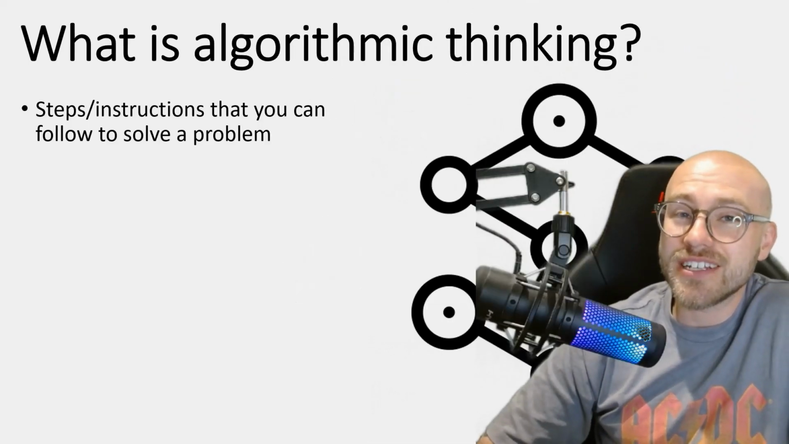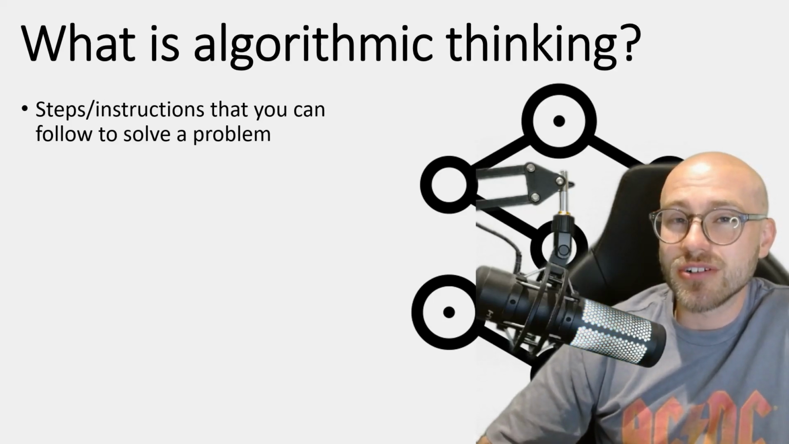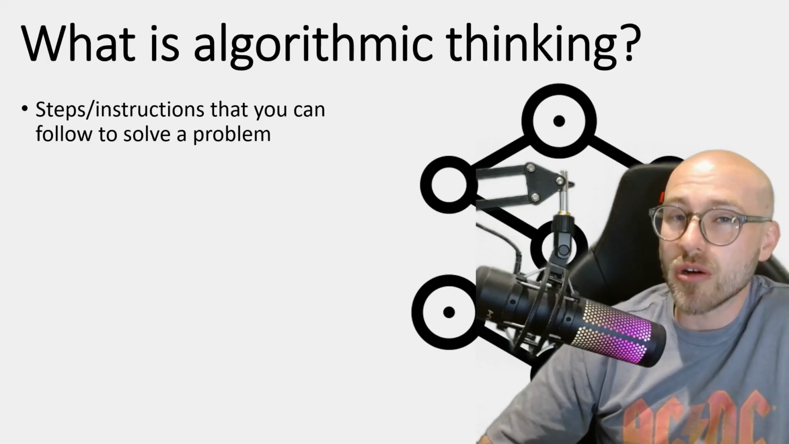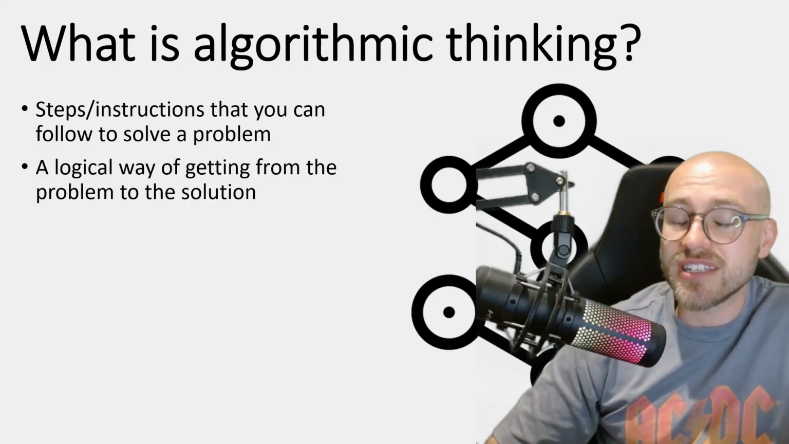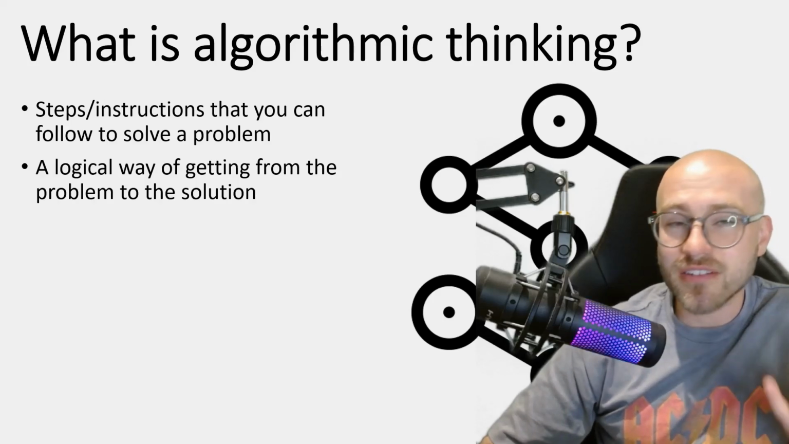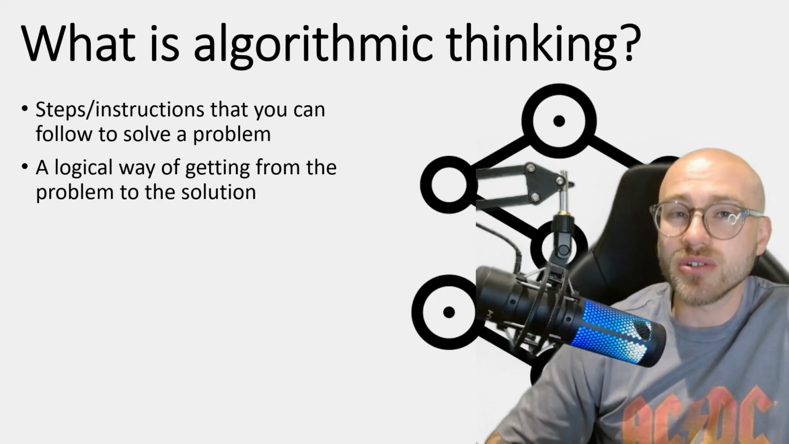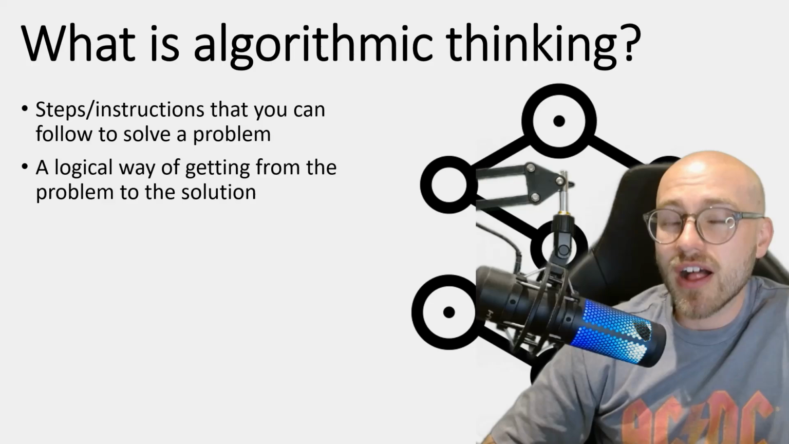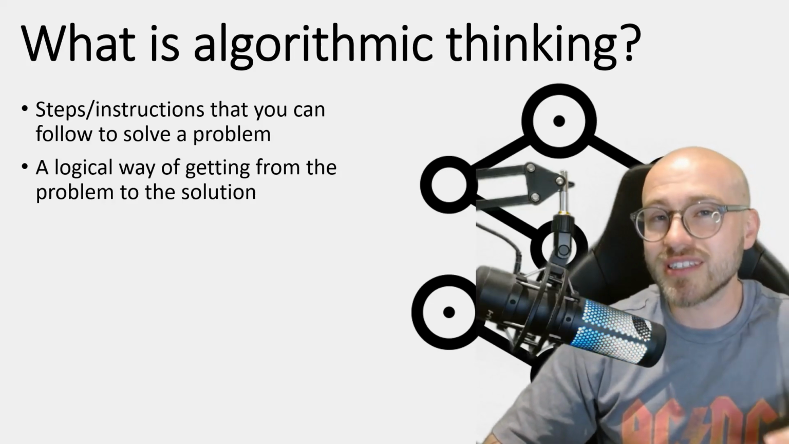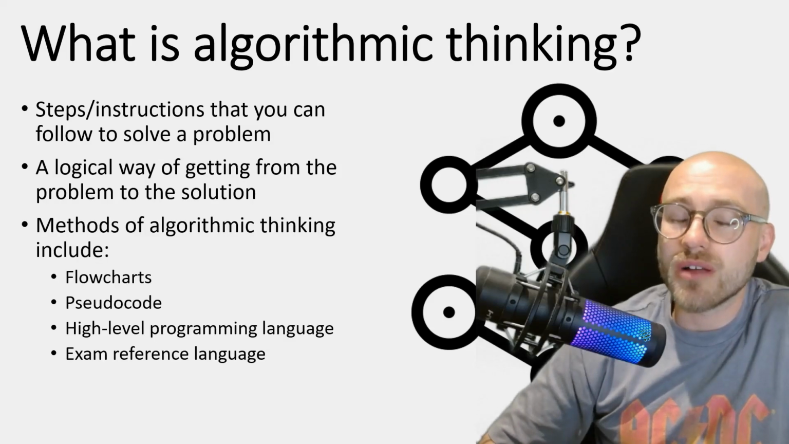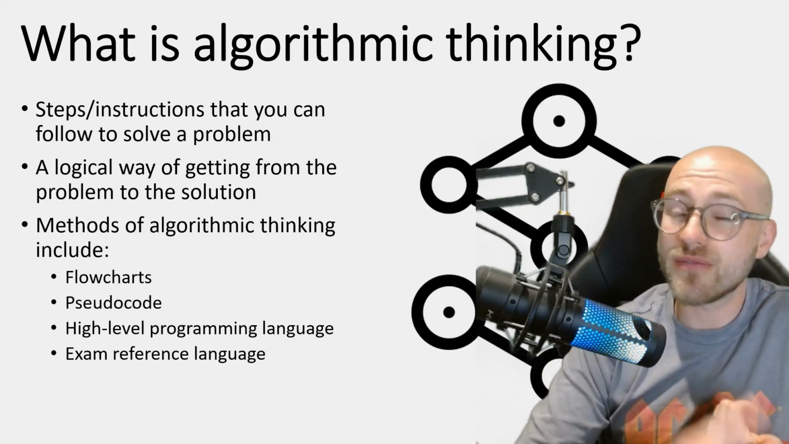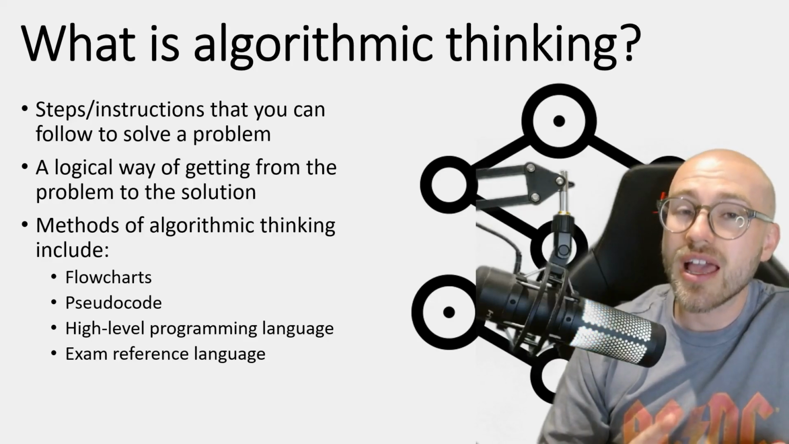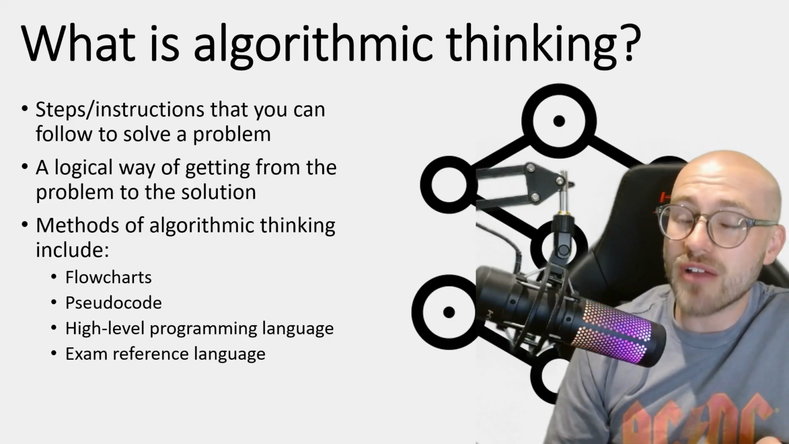The final piece of our computational thinking is called algorithmic thinking. As a definition, an algorithm is a set of instructions that you can follow to solve a problem. Quite a lot of time in lessons, teachers use the analogy of making a cup of tea, and then they'll talk about having those problems in the correct order to successfully make your cup of tea. For your exam, there are different methods of algorithmic thinking where you can show logically the steps of your problem solving. We're going to have a look at these in the next video, but the methods are going to be flowcharts, pseudocode, high-level programming, and exam reference language.